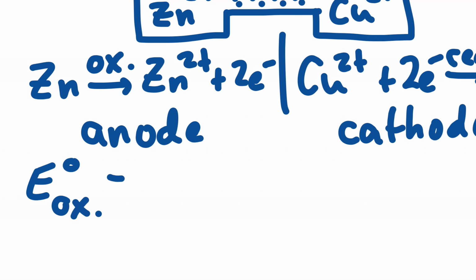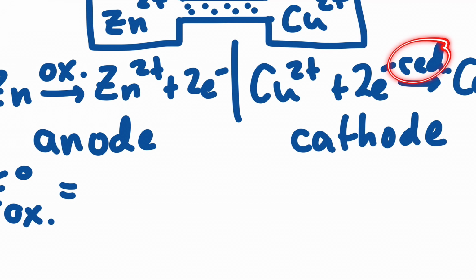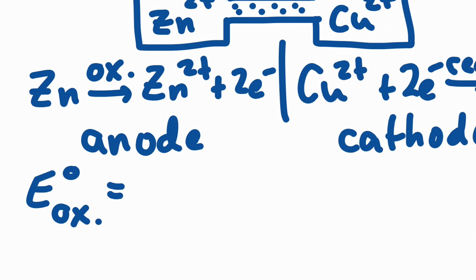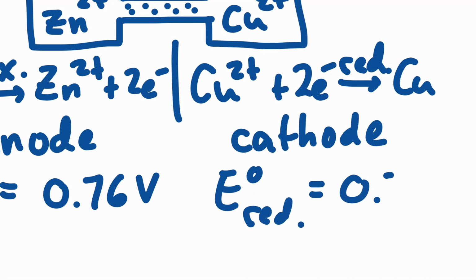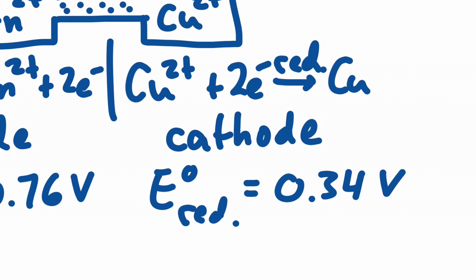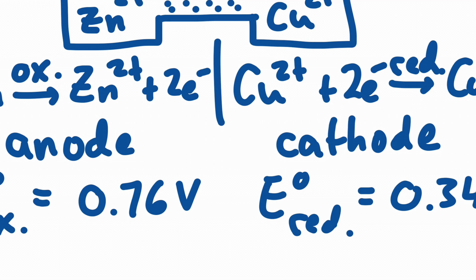If I look up the potential for zinc, they're always listed as reductions, but you just change the sign and you get the oxidation. So if you look up the zinc value, it's about 0.76 volts. And if you look up the copper value, it's 0.34 volts. That's given straight from the table. They're all listed as reductions, and if you have to reverse them to make an oxidation, you simply reverse the sign.